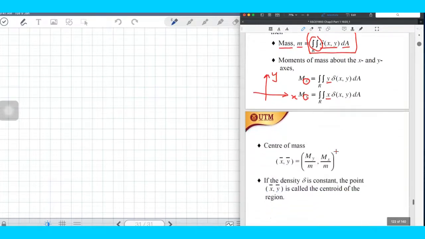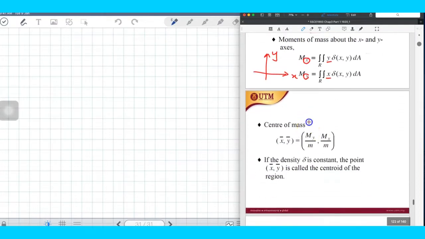Next, we have the center of mass, or the center of gravity.